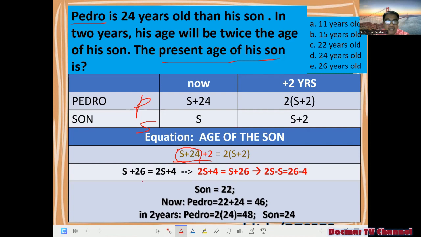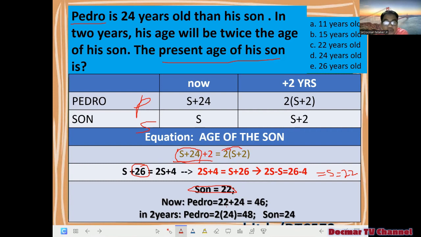Okay. By adding that, we have 24 plus 2 is equal to 26. S plus 26 equals 2S plus 4, because we have multiplied this now. So 2S plus 4 equals S plus 26. That gives you 2S minus S equals 26 minus 4. So the age of the son is 22. Therefore, S equals 22, because 26 minus 4 is 22. So that is the age of his son.